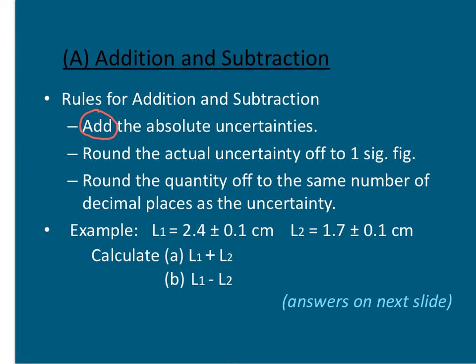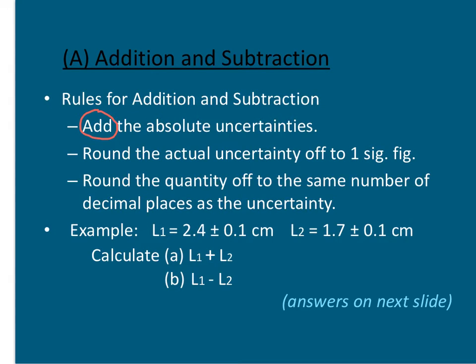Here are the rules. First one, add. Very important. Add the absolute uncertainties. You never subtract uncertainties, because uncertainties always get bigger and bigger, never smaller and smaller. So that's the first rule.